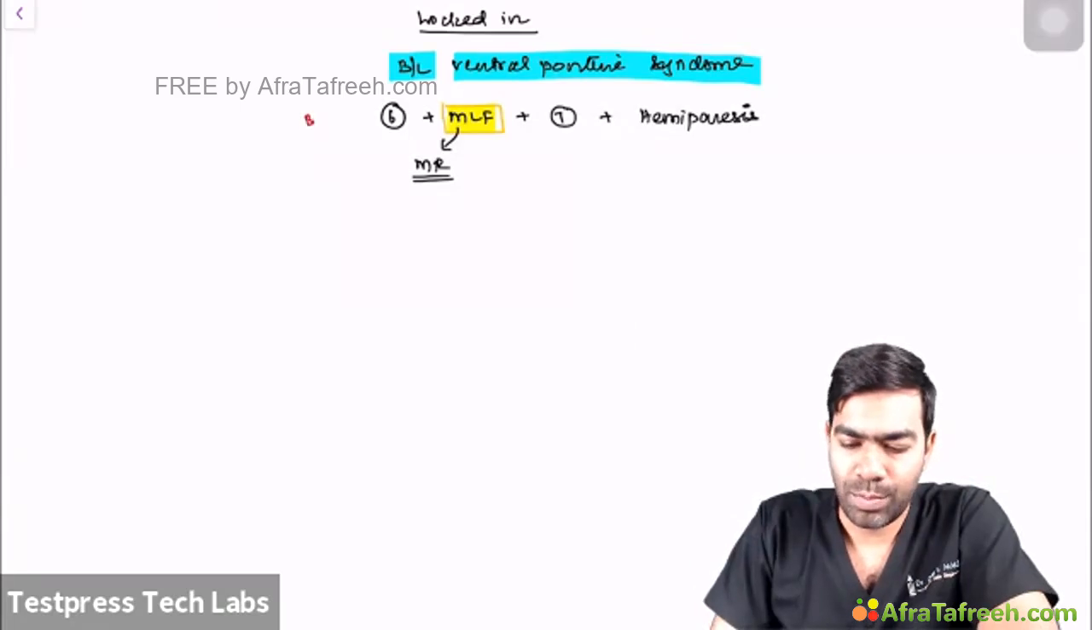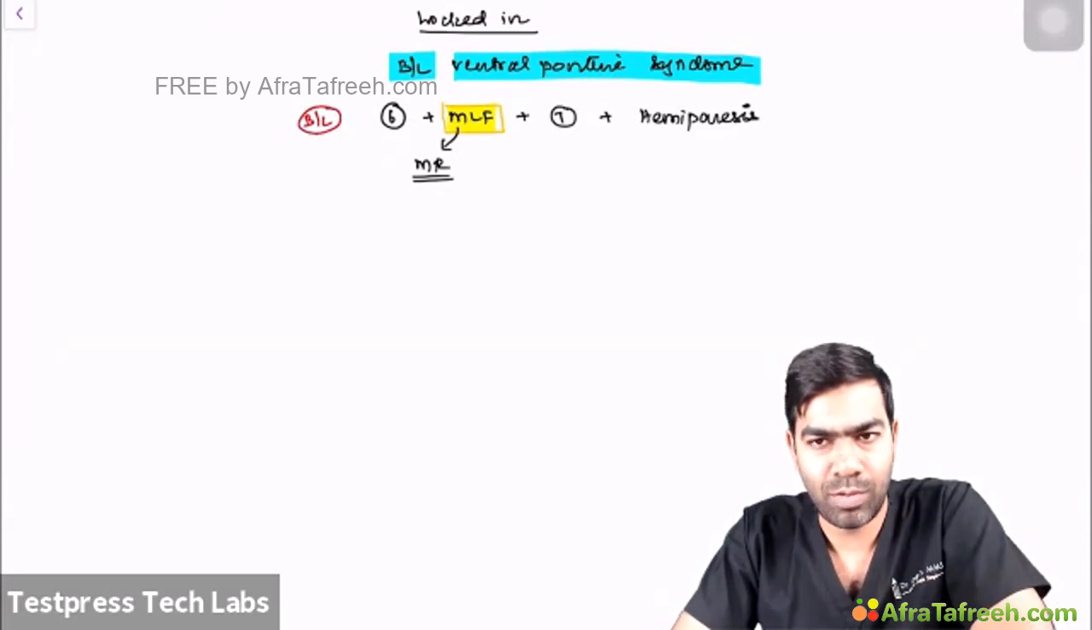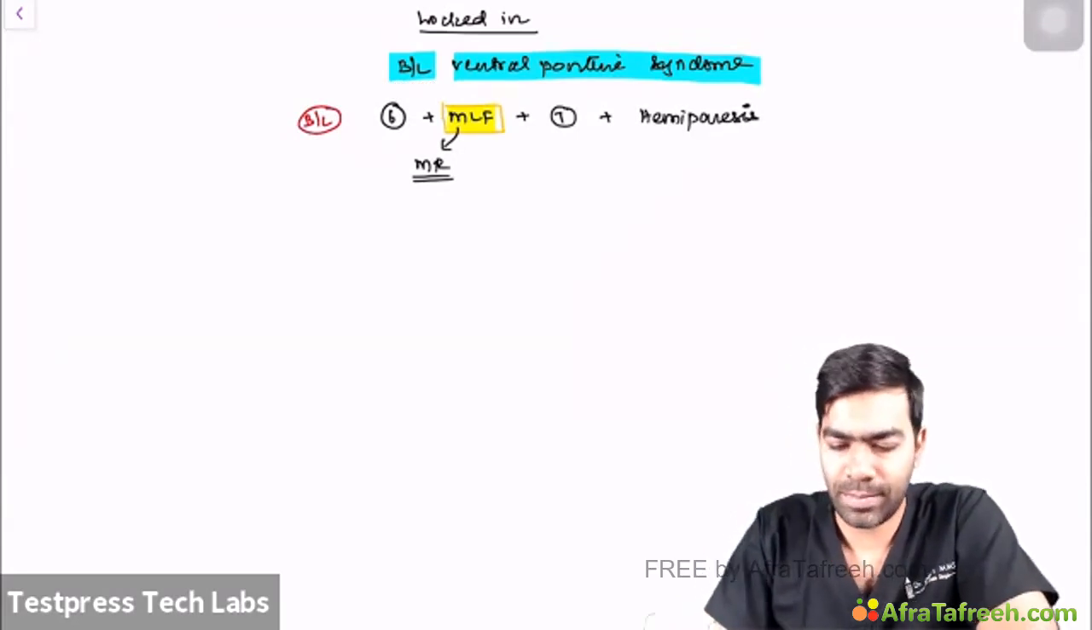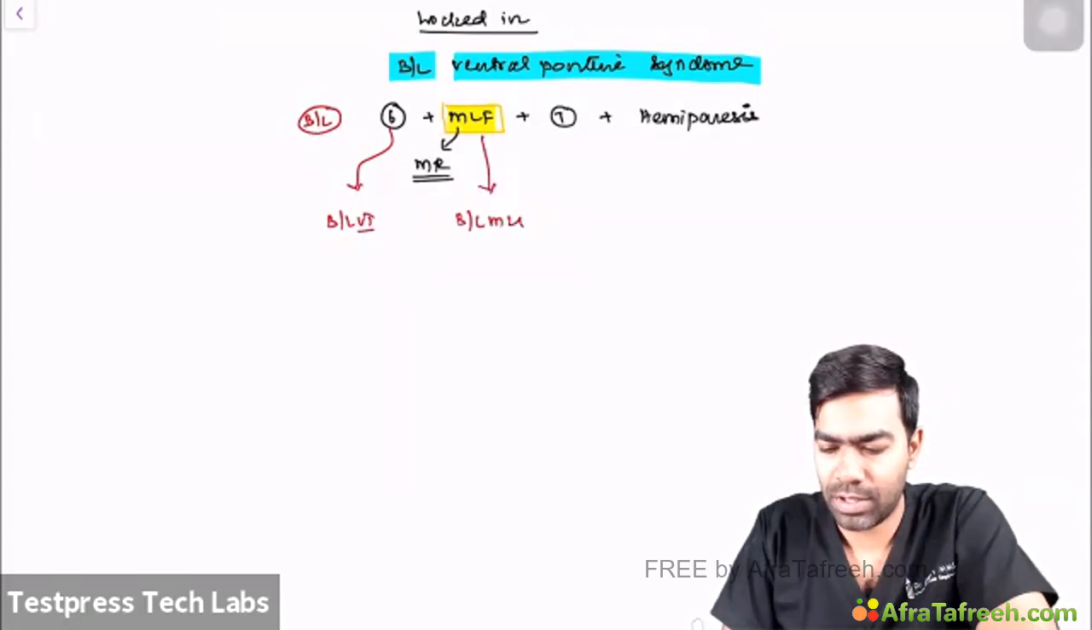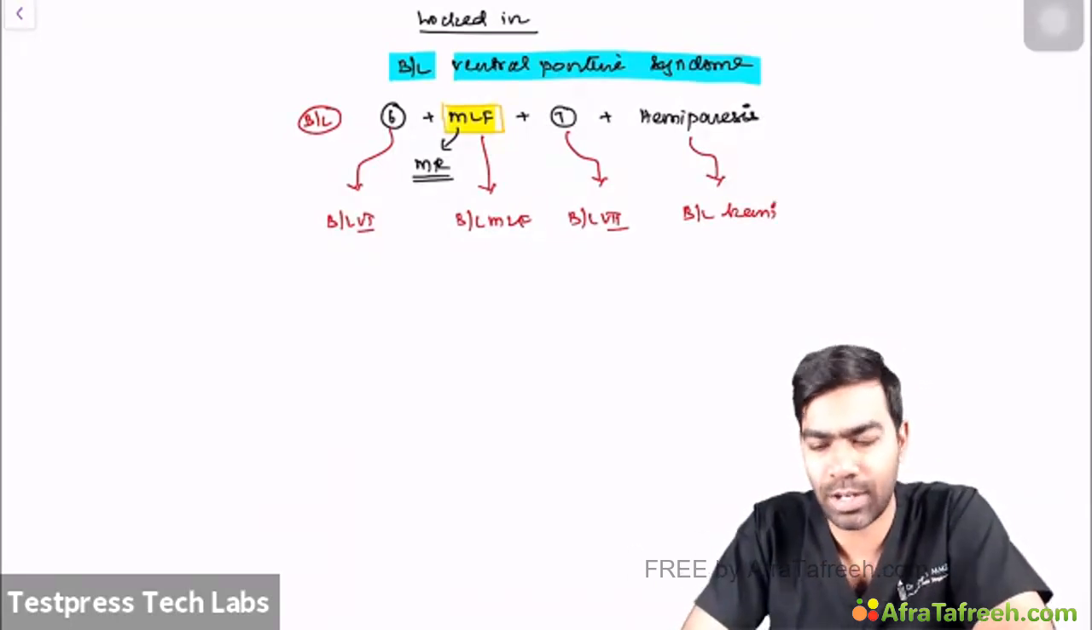So suppose you put everything bilateral. I told you, imagine a bilateral Foville syndrome in a locked-in state. So you're going to get a bilateral sixth, a bilateral MLF, a bilateral seventh, and you're also going to get a bilateral hemiparesis. This is just for understanding, to make it a spoon-feeding kind of scenario.